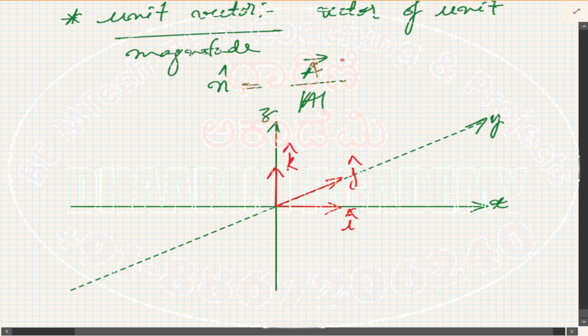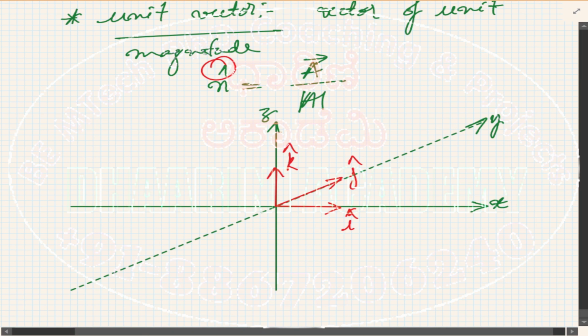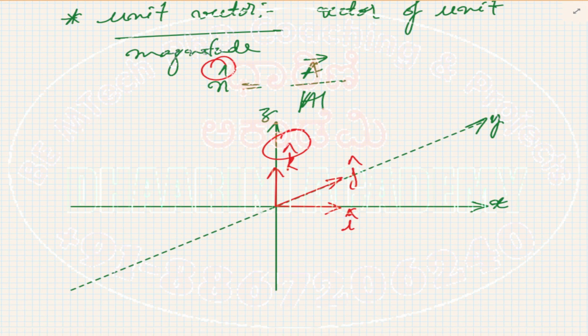So other than that, any other unit vector can be represented as N cap, right? The cap indicates that it is a unit vector. Okay, so everywhere you can see there is a cap coming up indicating that it is a unit vector, right? General unit vector is N cap, but if you are looking for specific predefined vectors, I cap indicates along X axis, J cap indicates along Y axis, and K cap along Z axis.